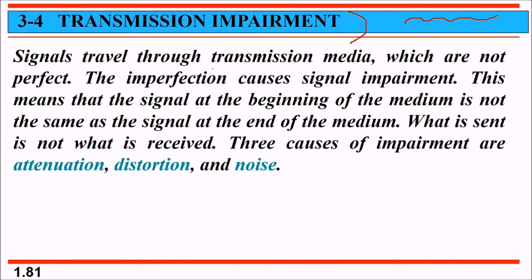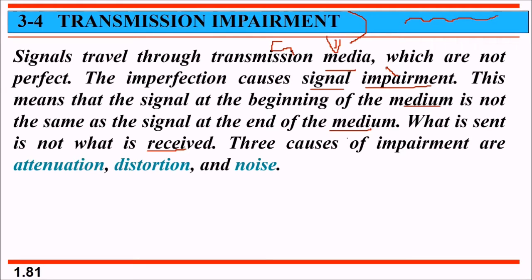So signals travel through a medium, that is, the transmission medium. You know there are two types of transmission medium, guided and unguided. These are not perfect, and the imperfection causes signal impairment, or you can say in simple words, signal loss. This means the signal which is sent at the beginning of the medium is not the same as the signal which is received at the end, at the receiver. So what is sent may not be received as it is.